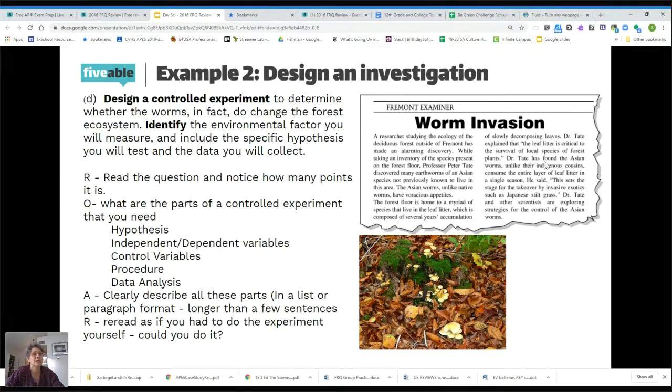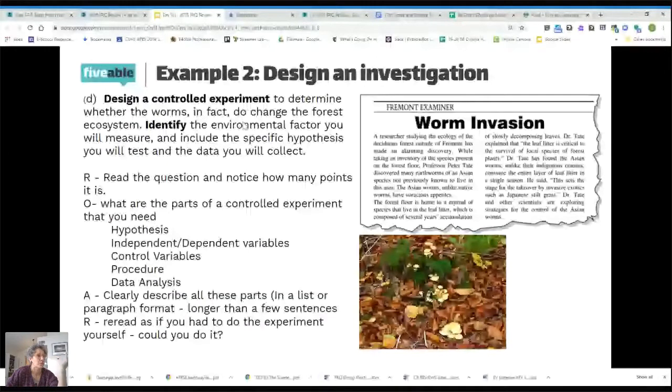And the basic gist here, because I didn't give you the other questions, was Dr. Tate has found the Asian worms, unlike their indigenous cousins, consume the entire layer of leaf litter in a single season. He said this sets the stage for takeovers by invasive exotics such as Japanese silk grass. So, whether worms, in fact, do change the forest ecosystem.